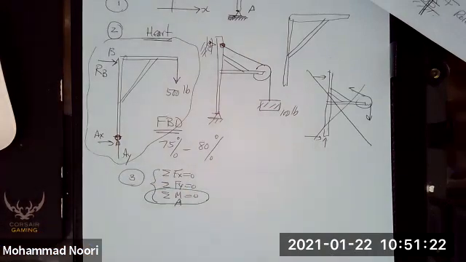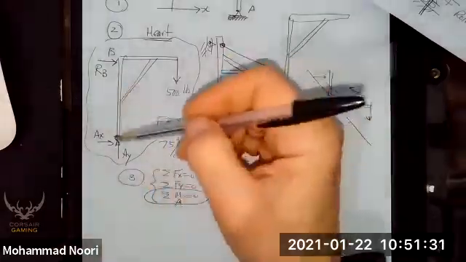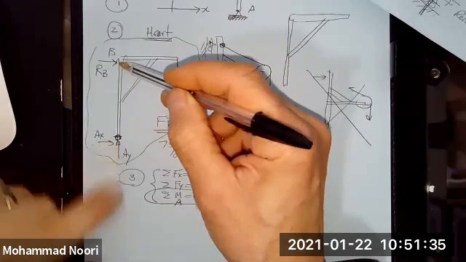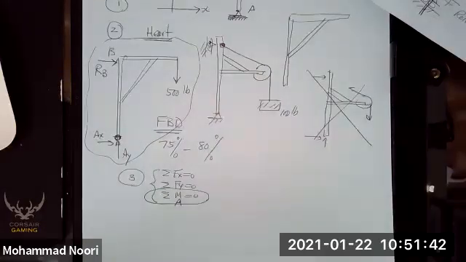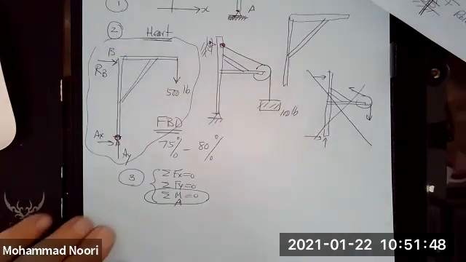Can you think of another point that two unknowns intersect in this problem? Exactly, point B, because you think of it, this force and this force intersect. So I can also take summation of moment about point B. Let's do A for the time being. You can try B and you get the same result, okay?